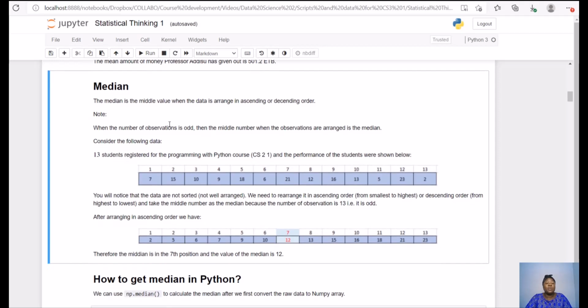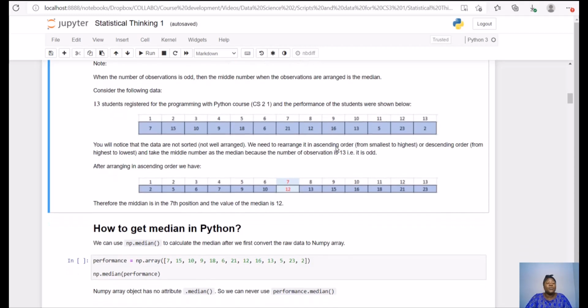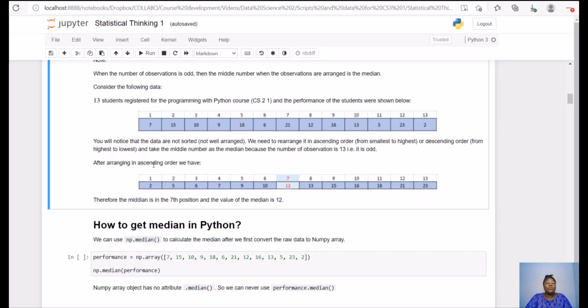We had already explained what median means, that when your data set is arranged in either ascending or descending order, then you try to find the middle value. So an example is we have 13 students that registered for programming with Python CSE2, and their performances are shown below here. These are their performances. We could see that the numbers are not sorted, and we say that we need to arrange it either in an ascending order, that is from the smallest to the highest, or in a descending order, which is from the highest to the lowest.